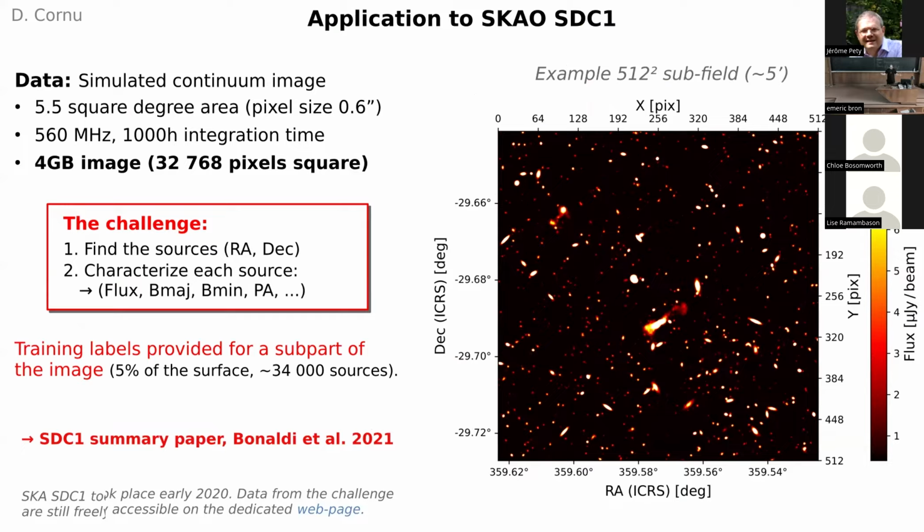And for this challenge, we were provided with a small fraction of the image for which we had the ground truth from the simulation. So we knew where the sources were, so we could train our method. And we then applied the trained model to the whole image.